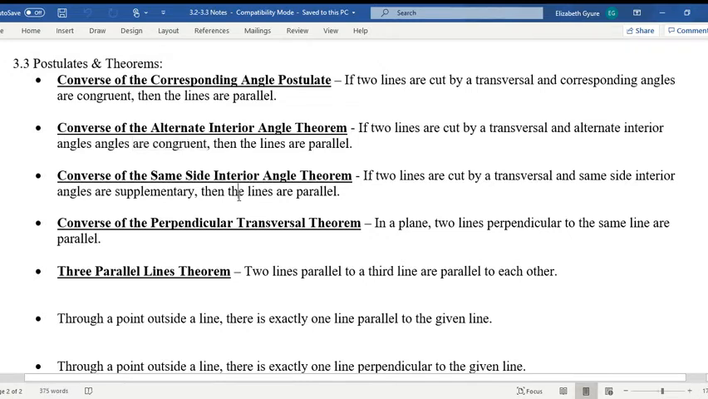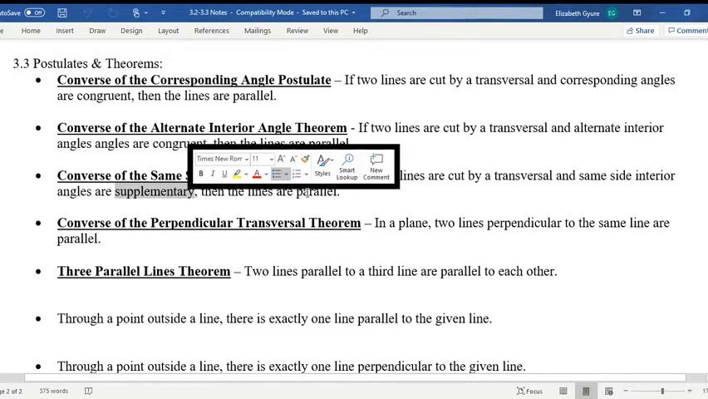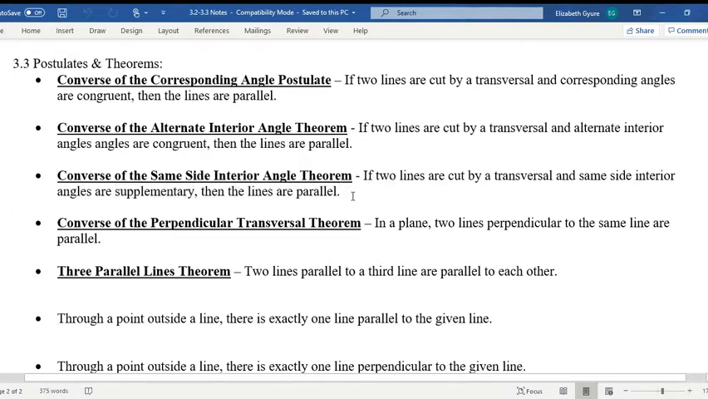The converse of the same side interior angle theorem says if two lines are cut by a transversal and the same side interior angles are supplementary, then the lines are parallel. So if your same side interior angles are supplementary, then your lines are parallel. The converse of the perpendicular transversal theorem says in a plane, two lines perpendicular to the same line are parallel.